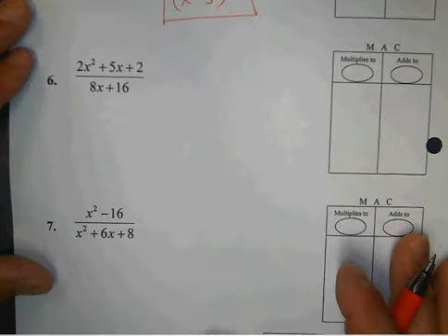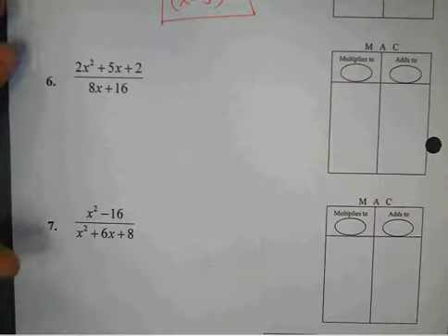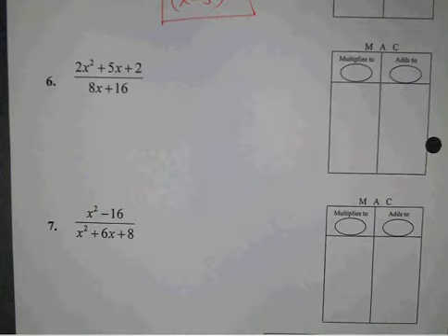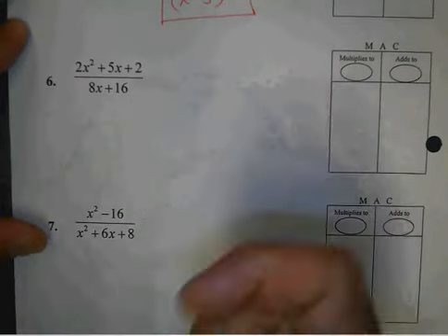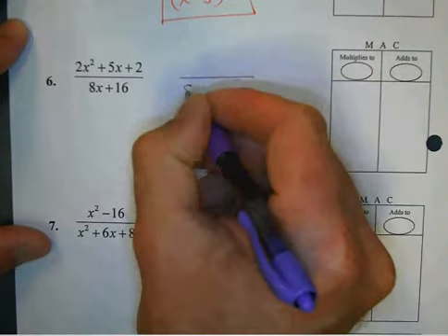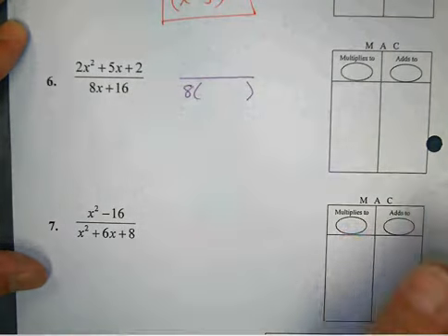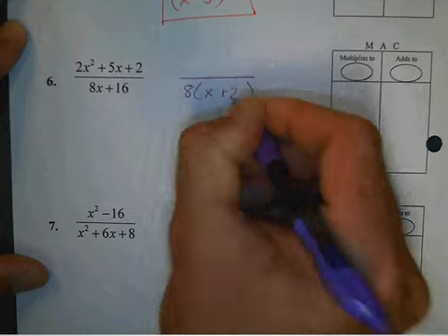Number 6, 2x squared plus 5x plus 2 over 8x plus 16. Which would you say is easier to factor in this case, the top or the bottom? The bottom? Okay. So ladies, you get the easy one. We'll give the gentlemen the hard one. Ladies, go ahead. 8x plus 16. 8. Okay. Grace started it again. Other ladies finish. X plus 2. All right.